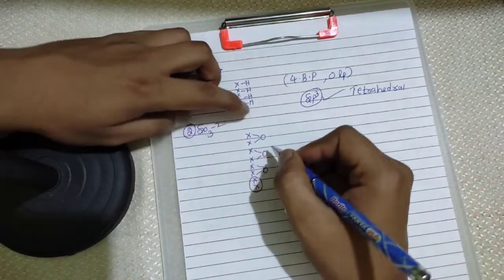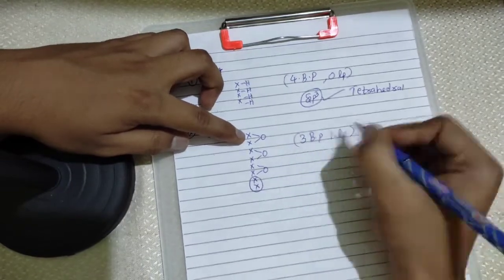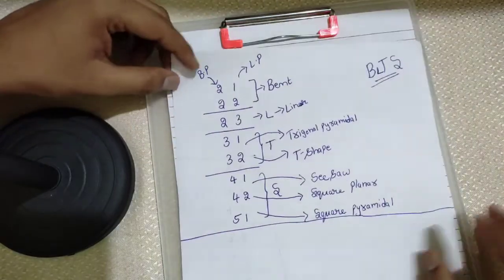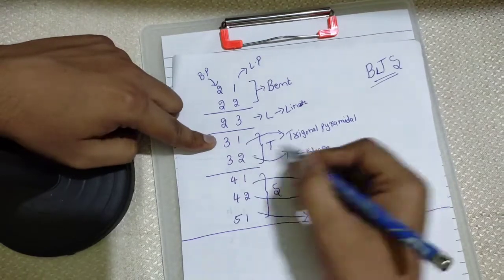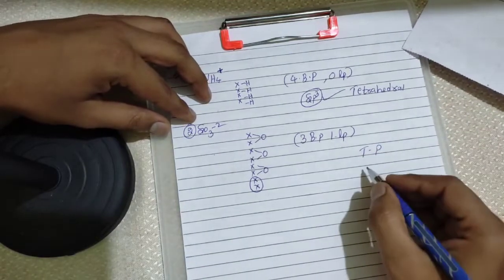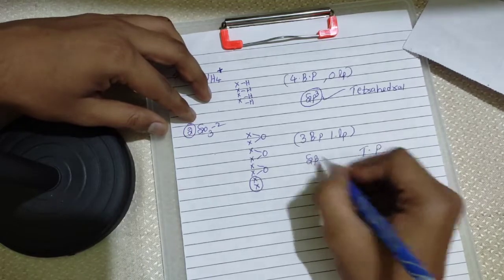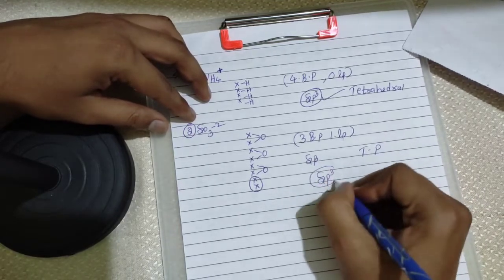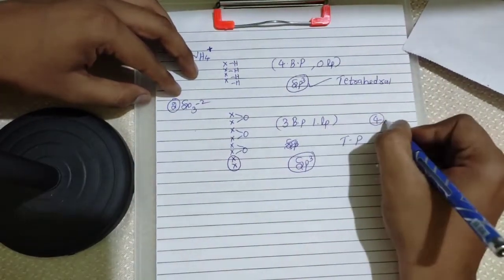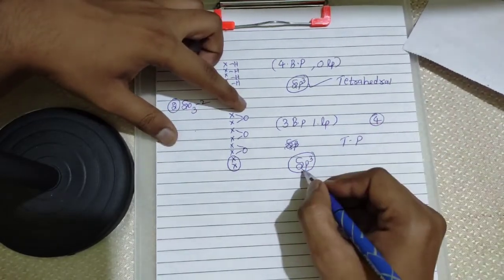So totally we have 3 bond pairs and 1 lone pair. Getting my point? For 3 bond pairs and 1 lone pair, as I told you in my previous video, the shape is trigonal pyramidal. Now what is the hybridization? 3 bond pairs, 1 lone pair: sp3. Hybridization is sp3 because the total is 4. Whatever it may be, if the total is 4, then the hybridization is sp3.